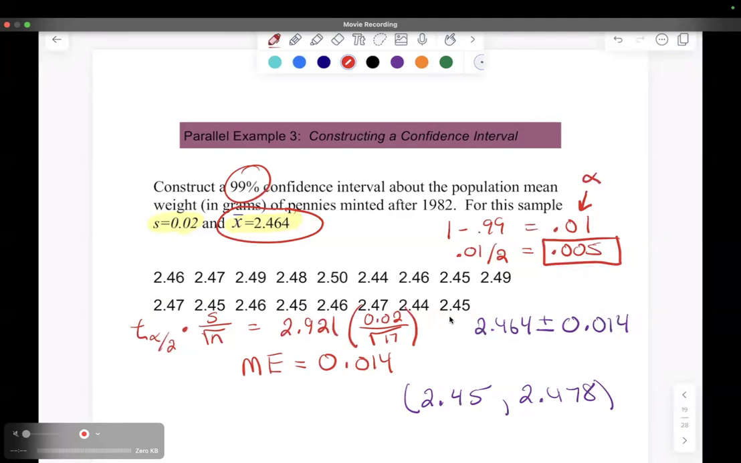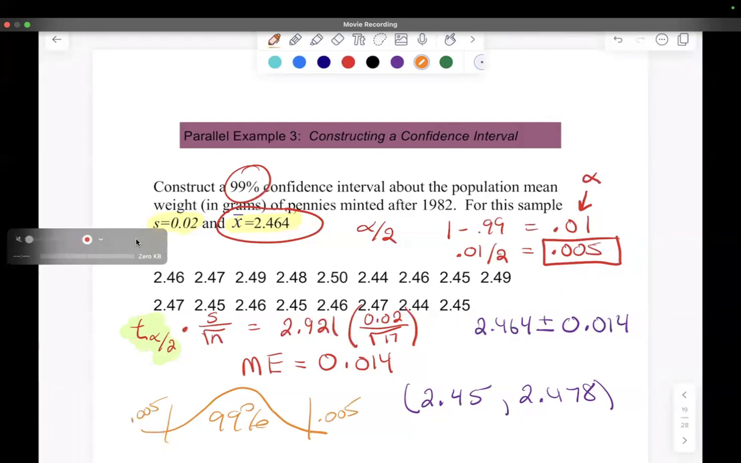Can I ask a question? Of course. What was the 1 minus 0.99 and then the 0.01 divided by 2? Where does that go into the calculation? This is the alpha divided by 2, because I am using t sub alpha divided by 2. I'm going to draw the picture if I have room. If I have a 99%, there's 0.005 in each tail. That's where that is. Oh, gotcha. Okay, thank you.